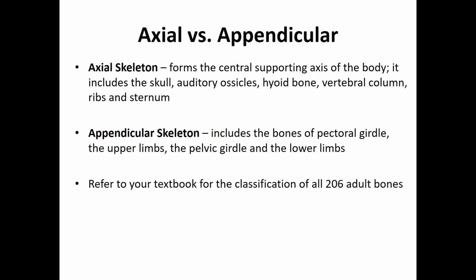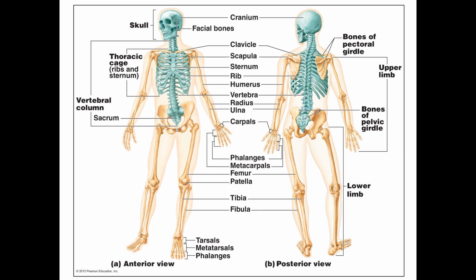In week 2, you'll learn the bones and the joints of the appendicular skeleton. This includes the pectoral girdle, the bones of the upper limbs, the pelvic girdle, and the lower limbs, illustrated here using the cream or the bone-colored tissue.